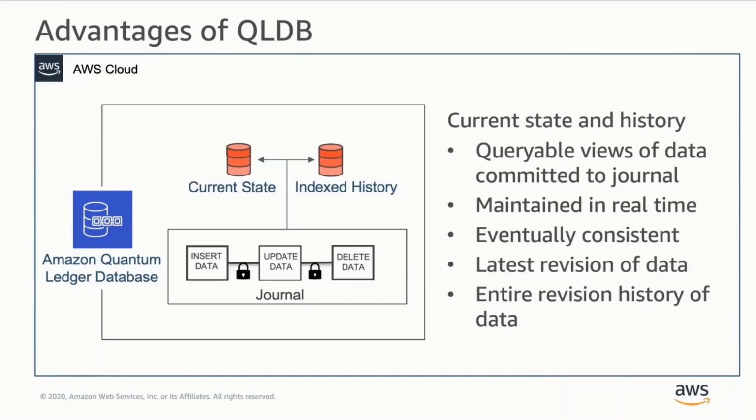So as the journal acts as an immutable append-only log, QLDB makes it easy to interact with using PartiQL, which is the SQL-compatible language familiar to most engineers. When a transaction is committed to the journal, QLDB automatically creates a queryable view of the data, and this gets materialized in real time and is eventually consistent. The user view itself only contains the latest revision of data, but there's also a history function in PartiQL that allows the entire revision history of data for a record or document to be viewed.